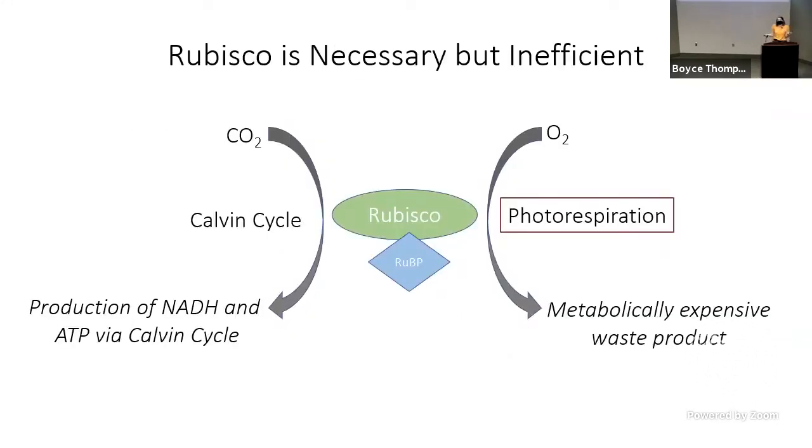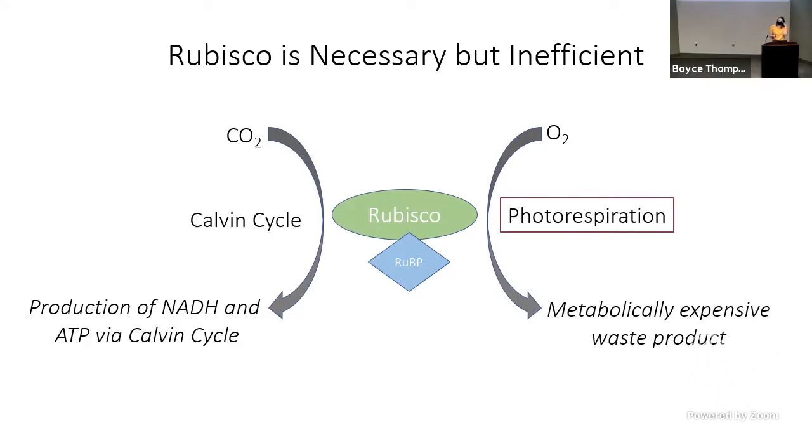But as important as rubisco is, it actually has some inefficiencies, as you may or may not have heard about. What it's supposed to do for the plant is take in carbon dioxide gas and then funnel it into the Calvin cycle, where you can produce useful things like NADH and ATP. But unfortunately, if the concentration of oxygen is too high next to rubisco, it will actually perform photorespiration instead. And this produces a different product. Though it can be recycled, it's pretty metabolically wasteful and expensive. So it's less than ideal as a situation.